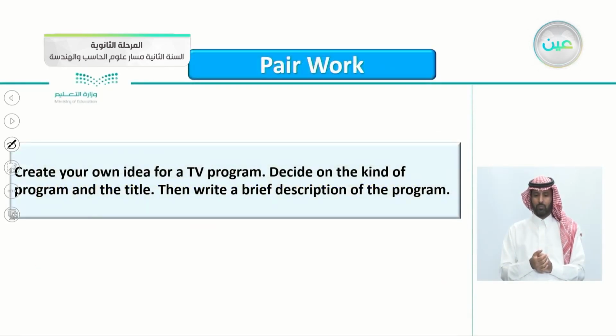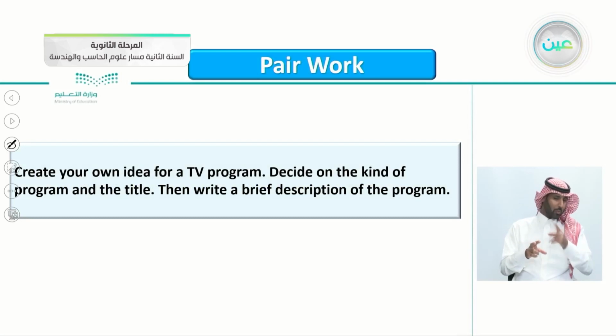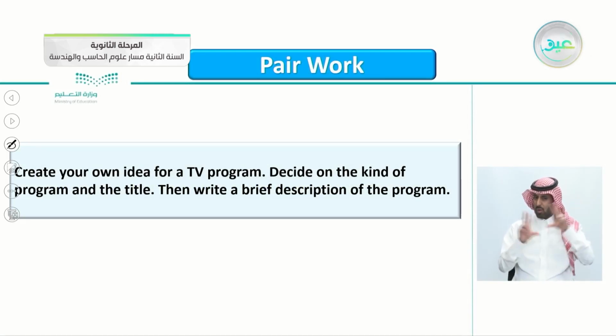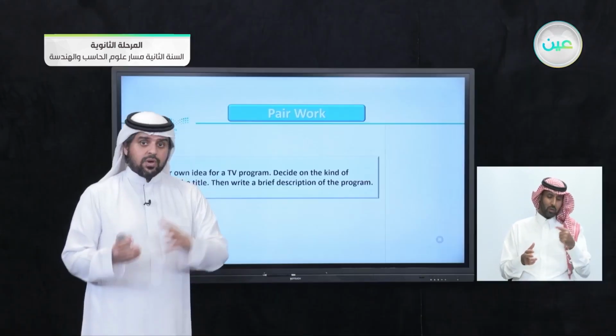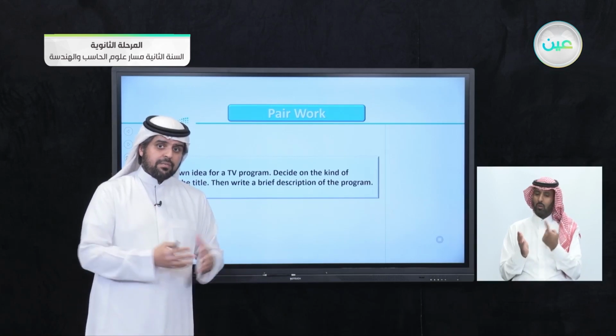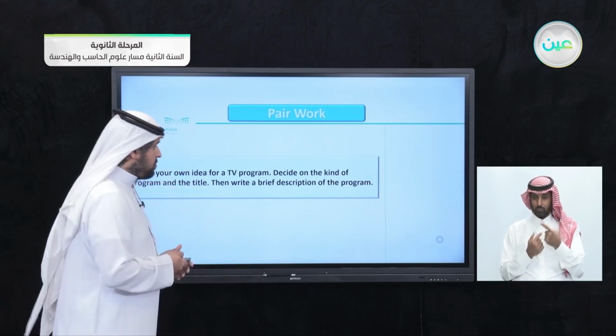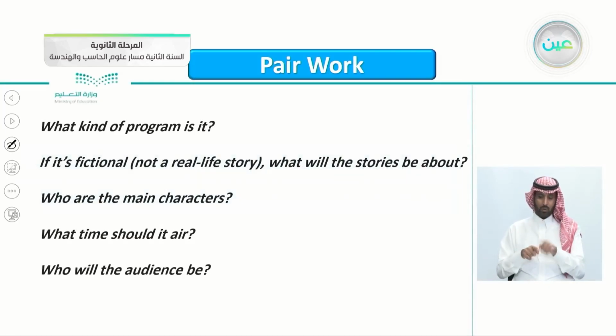So jumping to the pair work here, create your own idea of a TV program. Decide on the kind of program and the title. Then write a brief description of the program. So try to come up with a program. What kind of program is it? What's the title of the program? Then discuss your idea with your friend. Here are some questions to help you.